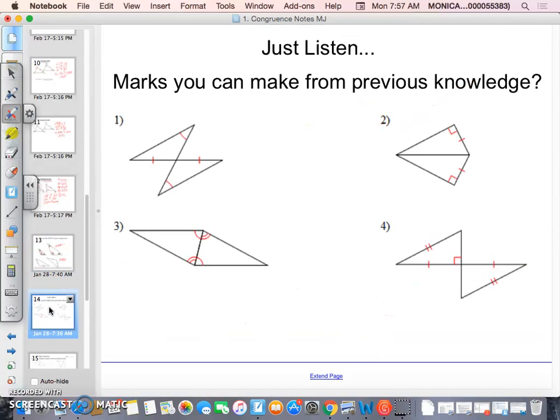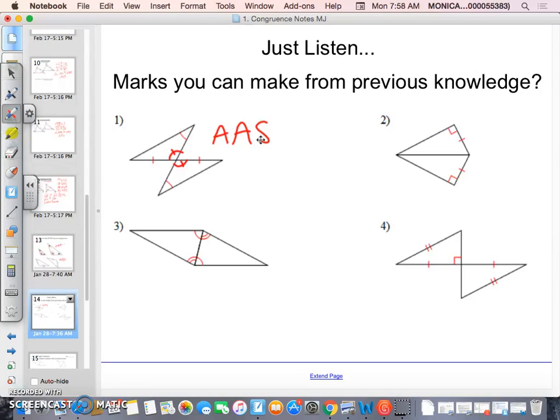Just listen. There's marks you can make from previous knowledge. So let's take a look at these. You don't have to write anything down at this time, but we're going to look at some and then you'll get to practice them on your own. So for example, I know that this angle here is congruent to this angle here. And the reason I know that is because they are vertical angles. So even though that's not been shown on this drawing, I can include those because I know those are vertical angles. And therefore, what I have here are 2 angles and a side. So I would say that these 2 triangles are congruent because of angle, angle, side.